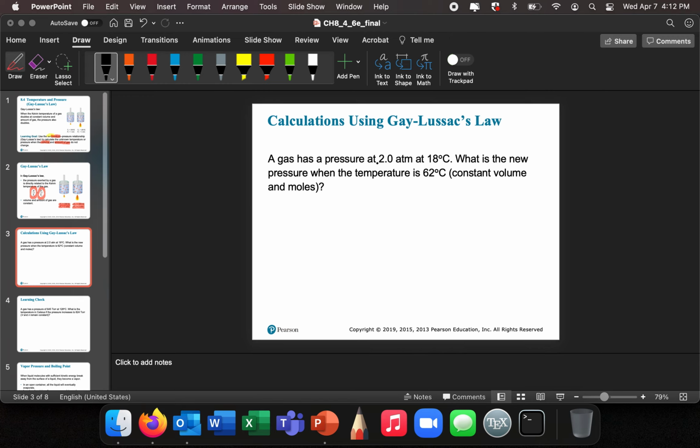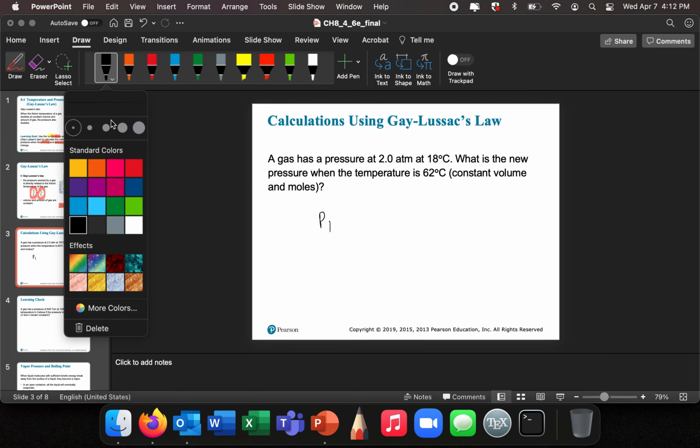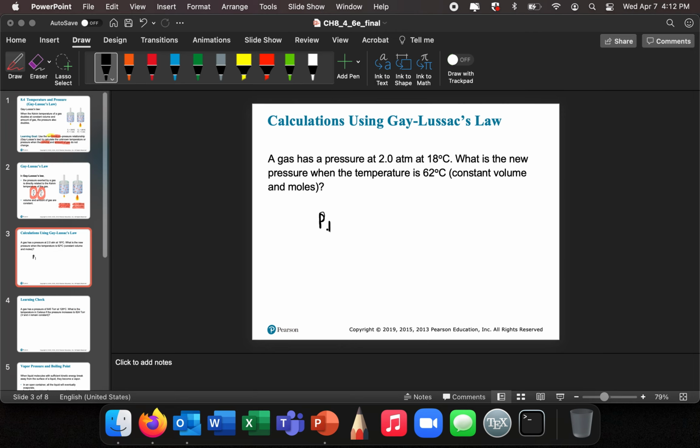So a gas has a pressure of 2 atmospheres at 18 degrees Celsius. Pressure 1 over T1 is equal to P2 over T2. And pressure 1 is equal to 2 atmospheres. T1 is equal to 18 plus 273, because we want this in kelvins. It won't work if it's not in kelvins. And 18 plus 273 is 291. And T2 is equal to 62 plus 273.